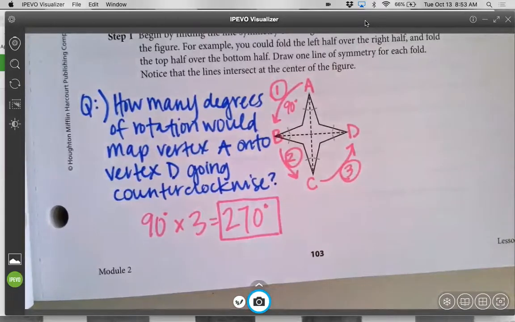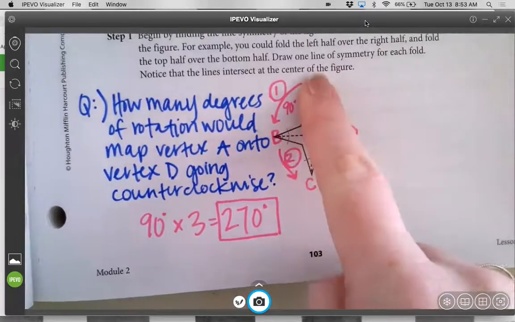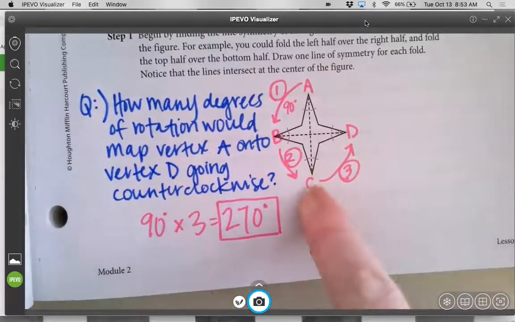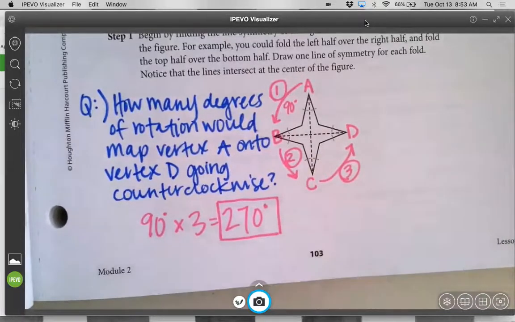Yes, very good. So all the way around, no matter where you start, if I start at A and I wind up at A, it's 360. If I start at C and I wind up at C, it's 360. Good question. Okay, second question.